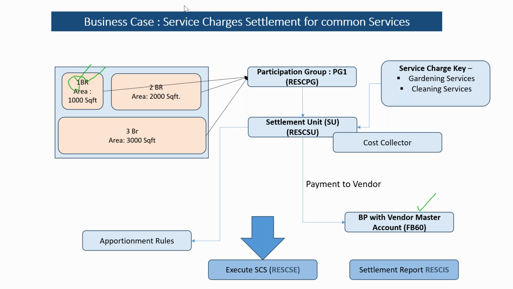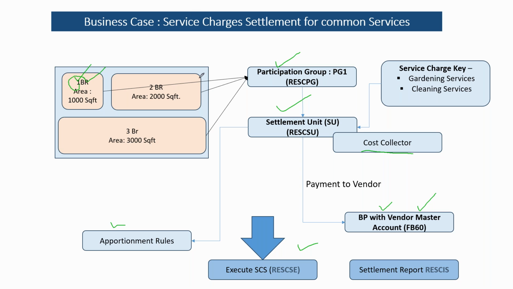So next, how are we going to understand this master data? This slide is self-explanatory to understand it. Here we have rental units, then the participation group, and the settlement unit. Within the settlement unit, we release the cost collector to collect the cost, and then we can execute transaction FB60 and have the apportionment rule within that, and then we can execute the service charges here.